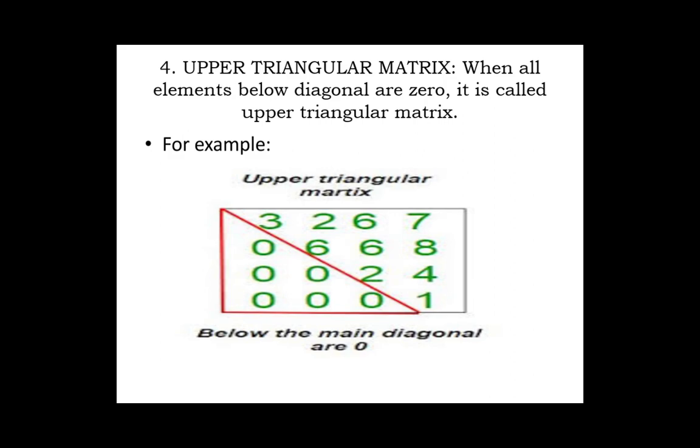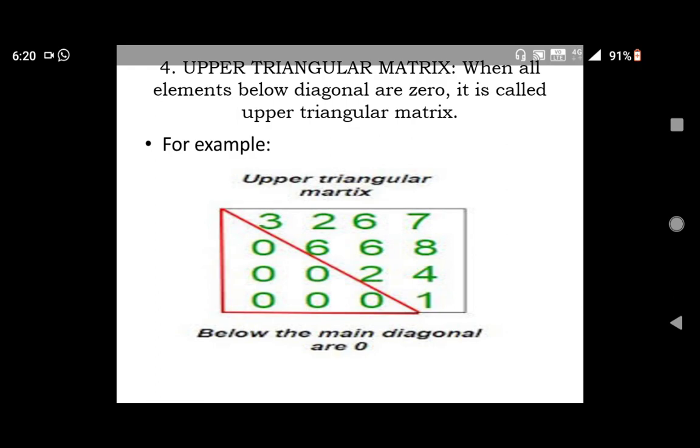Now see the fourth type of square matrix, the upper triangular matrix. When all elements below the diagonal are 0, then that matrix is called an upper triangular matrix. Above the diagonal there is a number but below the diagonal there is no number, then that matrix is known as an upper triangular matrix.